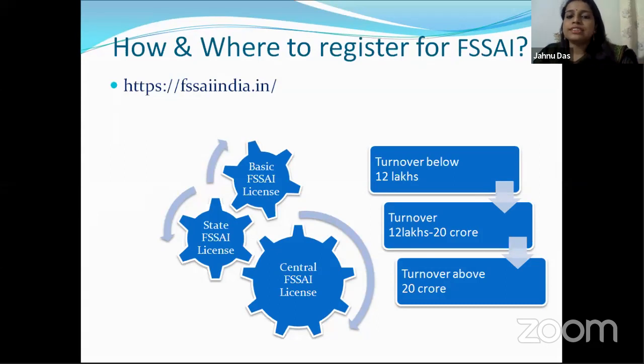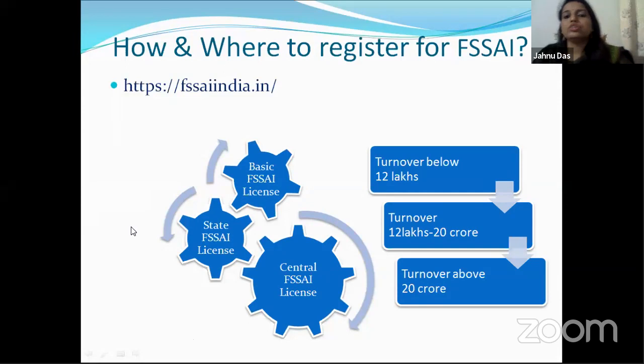First is the basic license, where your turnover is below 12 lakhs. So if today I want to start a business and I know my limits will be below this, at the very first stage we will apply for the basic license. Now, if our turnover crosses the limit of 12 lakh and is up to 20 crore, I have to opt for the state license. And if my turnover exceeds 20 crore, I'll be opting for the central license.